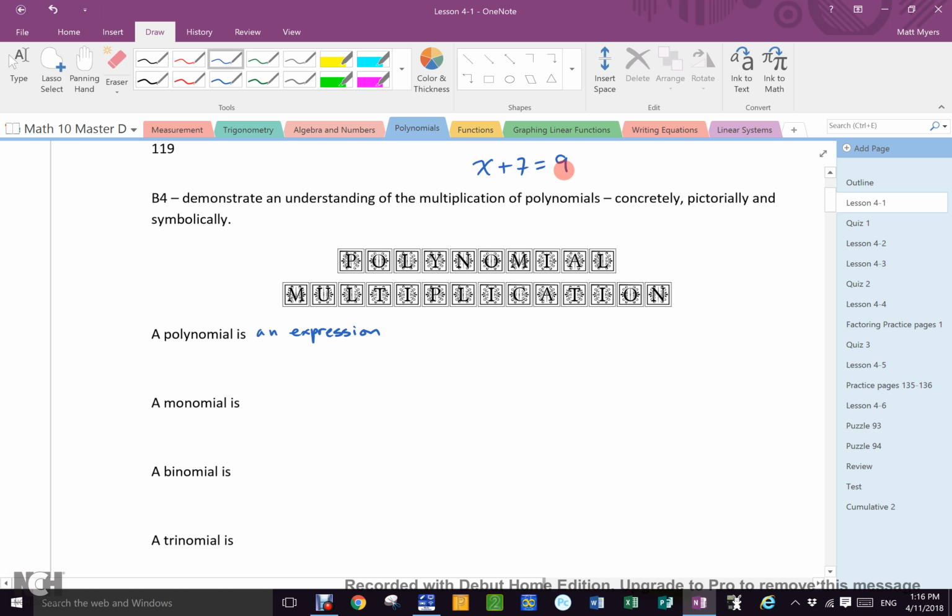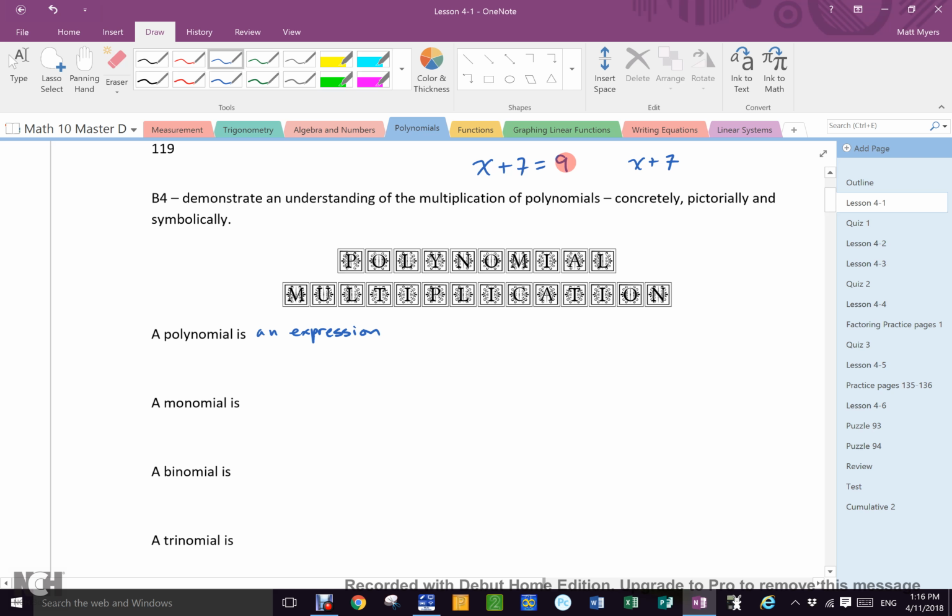That is an equation. It has an answer. x plus 7. What can you do with that? Nothing. That's an expression. It has no answer. Got it? So a polynomial is one of these. There's no equals anything. Okay?